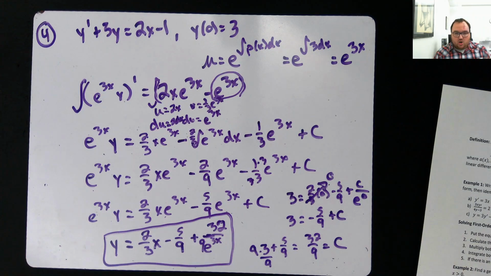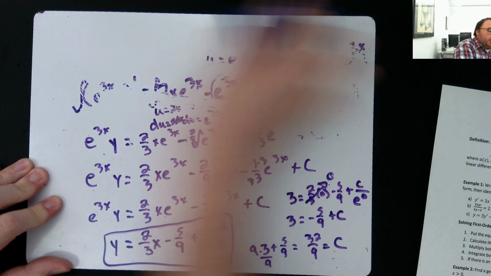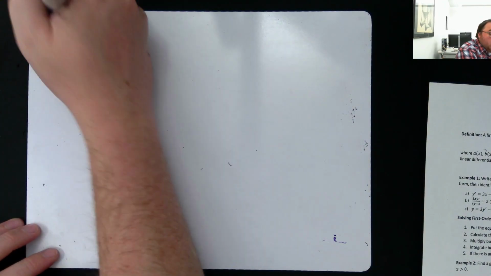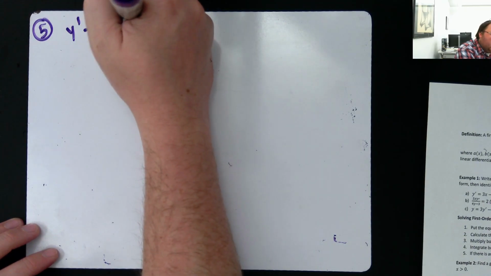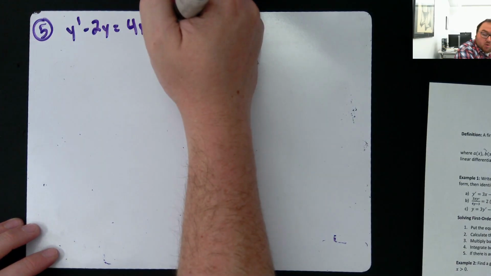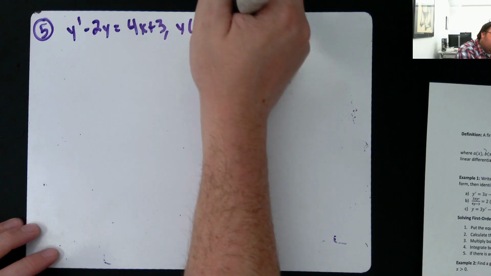If any of that does not make sense, please don't be afraid to reach out. I'll help you out. One more example is example number 5. Y prime minus 2y equals 4x plus 3, where y of 0 equals negative 2.